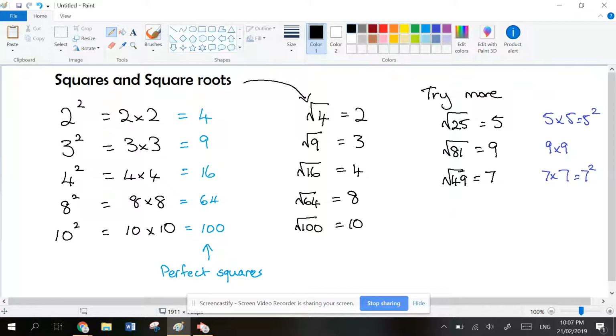Try one more. The square root of, let's say, 121. The square root of 121. Well, if you know your 11 times table, 11 times 11 gives you 121, so that answer would be 11.